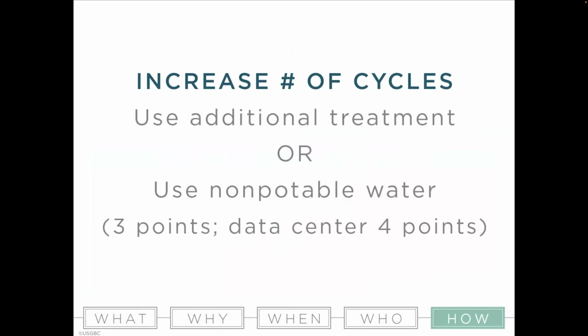And use additional treatment or use non-potable water. All right. So again, if you can use gray water or rainwater capture or condensate, any other thing besides potable water for these systems, for your chillers, then that's really good. So you definitely get some points for just not using potable water at all.